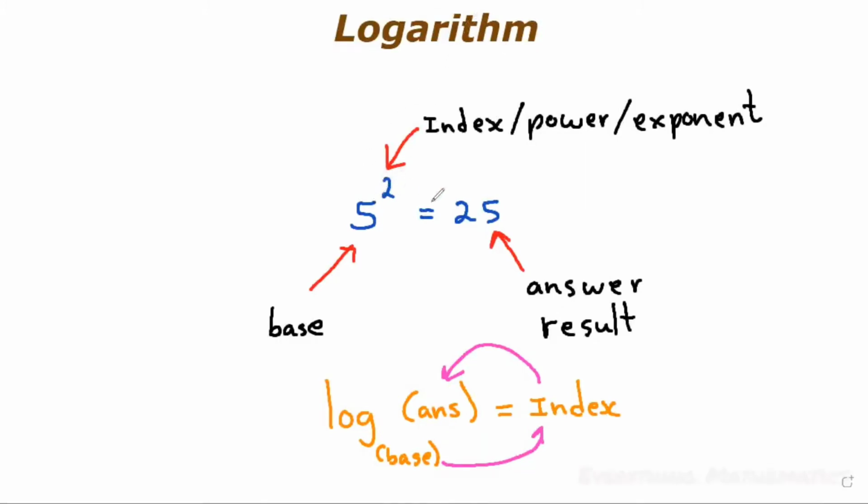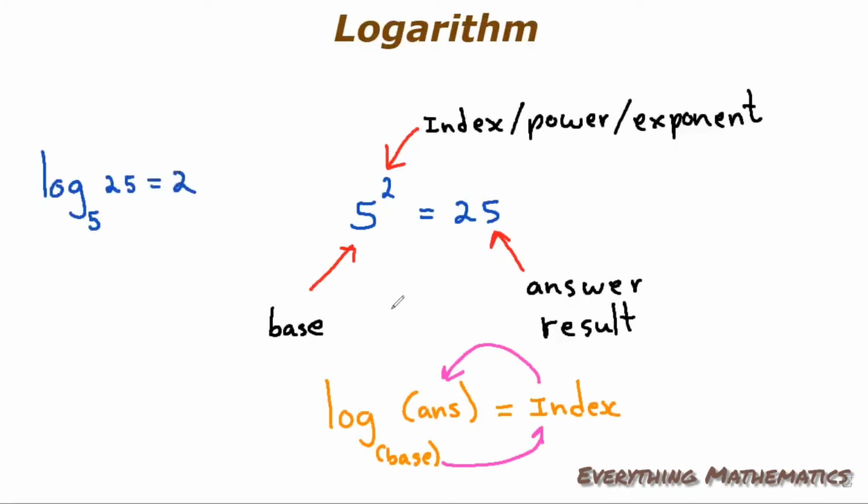Using the same 5 squared equal to 25, let's write it as a log. So that will be the same thing as log of the base. The base is 5. So that's log of 5 is equal to the answer. The answer we should have here is 25, and that's equal to the index, which is 2. So in other words, log base 5 of 25 is equal to 2. What this is really telling us is that if we raise 5 to the power of 2, we will get 25. And this is the key when it comes to doing some basic conversions from logarithm to the index form.